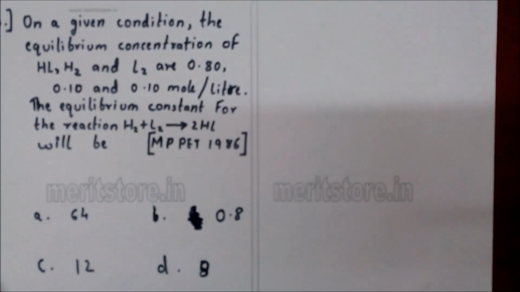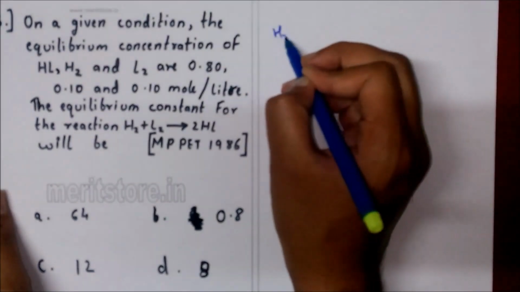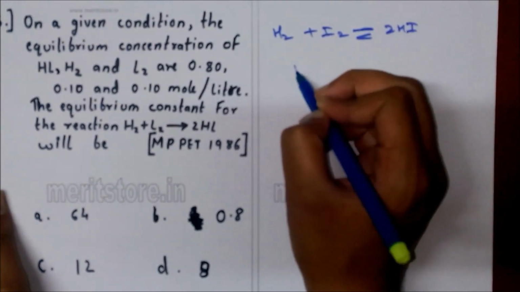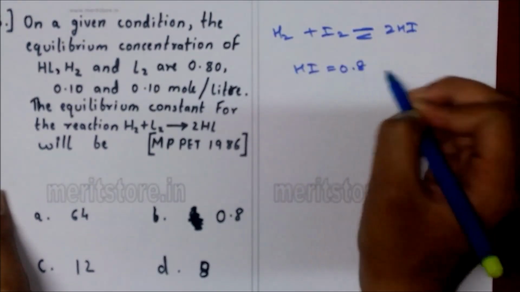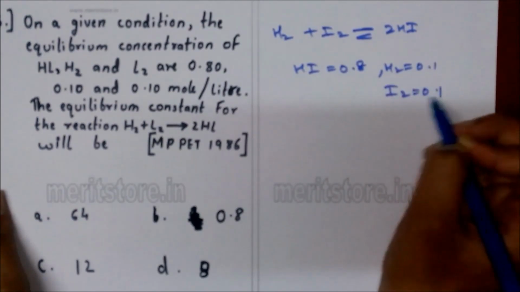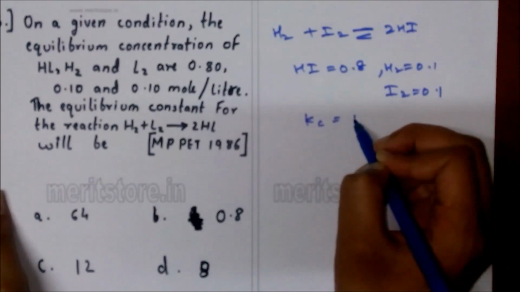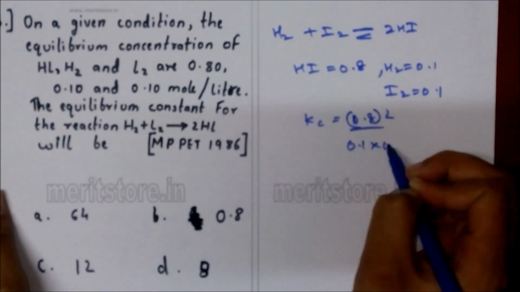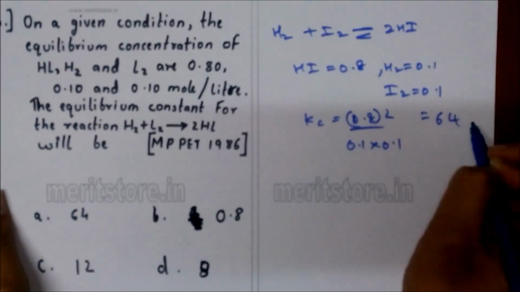On a given condition, the equilibrium concentrations of HI, H2 and I2 are 0.8, 0.1 and 0.1 mole per liter. The equilibrium constant for the reaction H2 plus I2 gives 2HI will be? So the given reaction is H2 plus I2 gives 2HI. As we know, [HI] is equal to 0.8, [H2] is 0.1 and [I2] is 0.1. So Kc is equal to 0.8 squared upon 0.1 into 0.1. On solving we get 64. Option A.